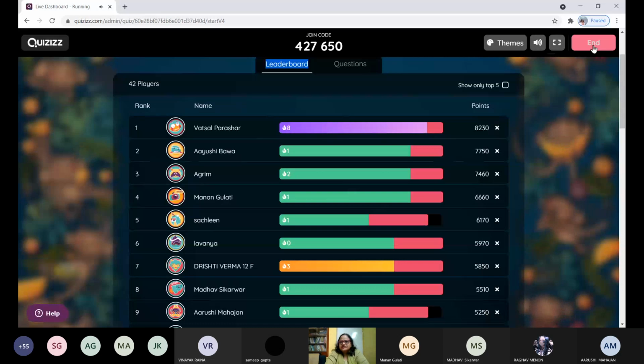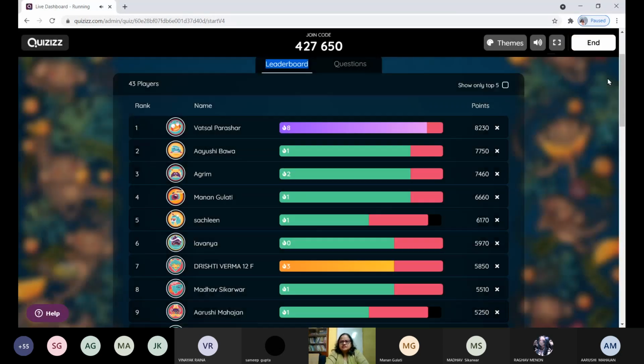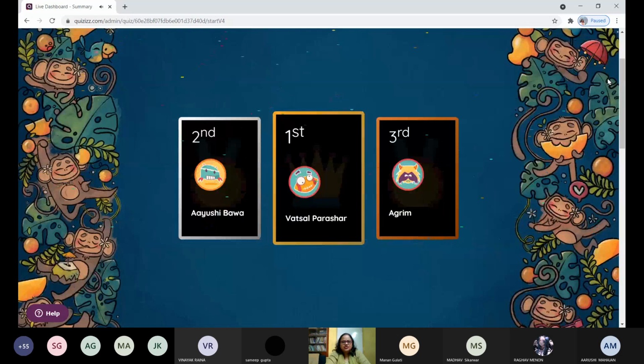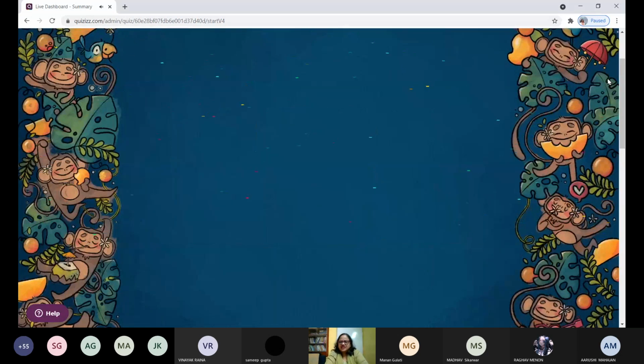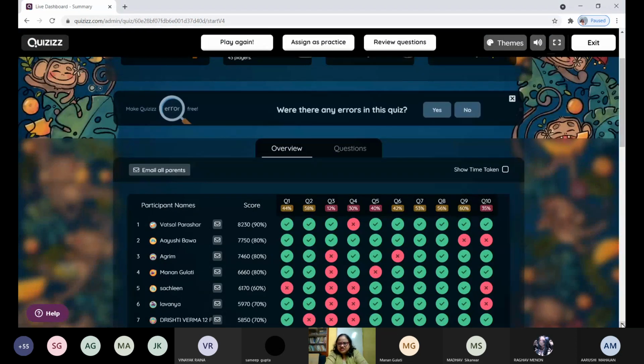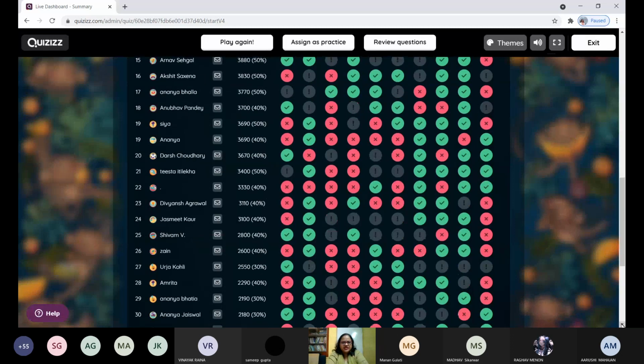All right, children. So we have Agrim, Ayushi, Vatsal, Ayushi Baba, and Agrim. Excellent, excellent job. Very good, very, very good. So if we see the leaderboard, let's see. So Vatsal, Agrim, Manan, Sachlin, Lavanya, Drishti, Madhav, excellent. All these students, very, very good.